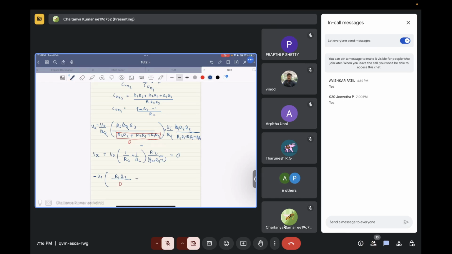minus, so this can be again written by taking the LCM. LCM is R2 RL. So we will have R2 plus RL, and R2 and R2 can be cancelled. So we have RL times GM R2 minus 1 is equal to VI R2 R3 times D.